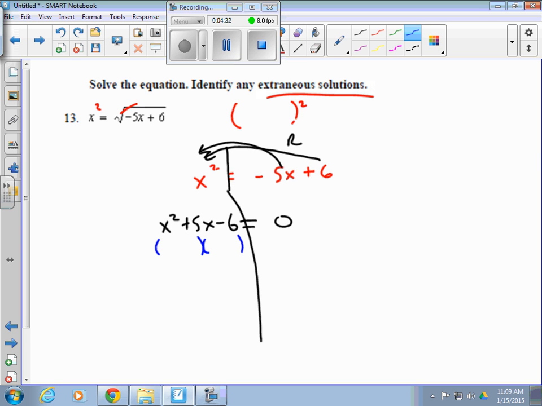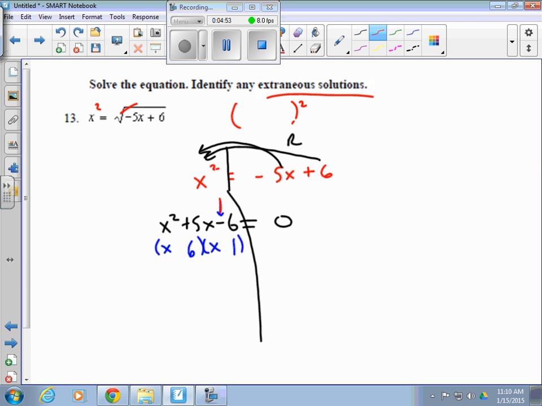Trinomials out, you make 2 parentheses. X times x, your factors of 6 are 1 and 6 and 2 and 3. Which pair gets you to 5? Both of them do. So what you need to do is look at your sign in front of 6, negative. That tells you they're going to be different. So you need to use the one that subtracts. 6 and 1 is going to be the pair we want to use.